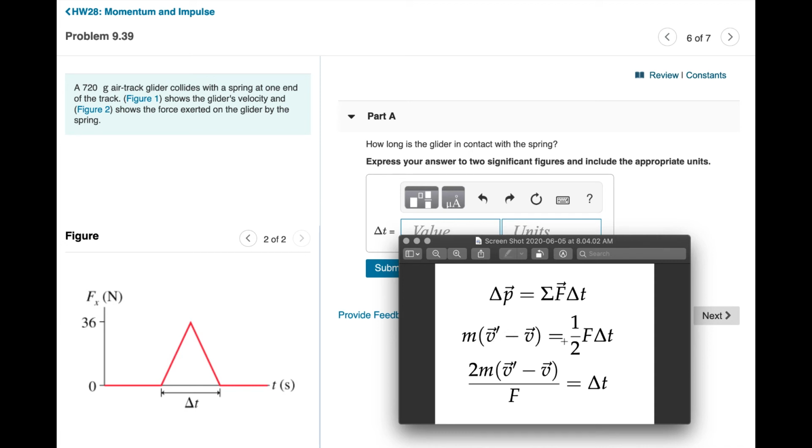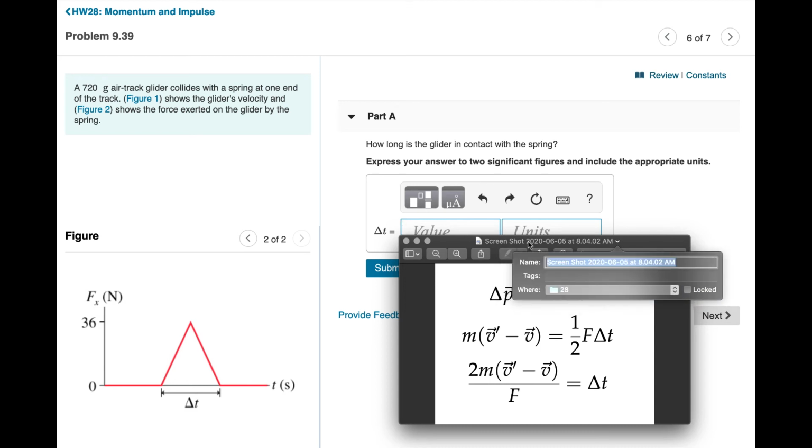The right-hand side is the area under the triangle, which is 1/2 the base of the triangle multiplied by the height of the triangle. This is 1/2. This is 36. Doing a little algebra, multiplying 2 over to this side, dividing by F, I can use this expression to calculate delta T, the time that the glider is in contact with the air track.